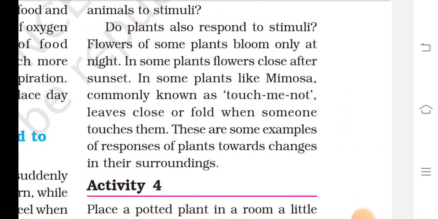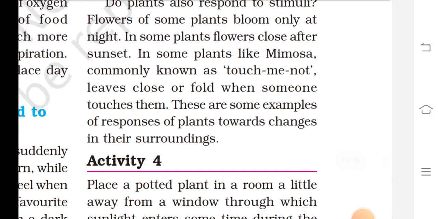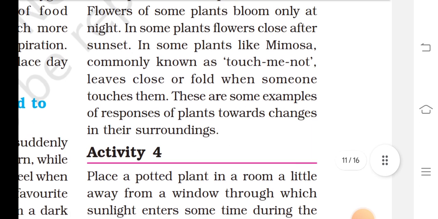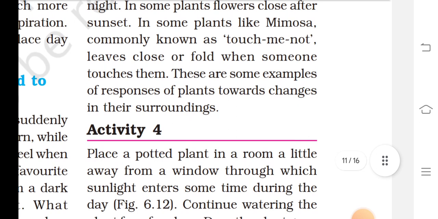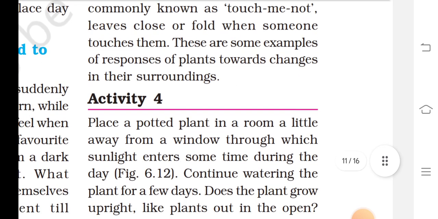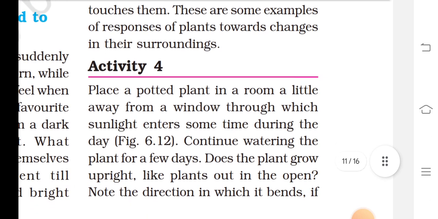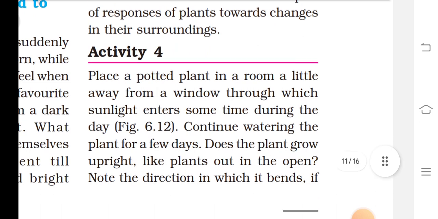Do plants also respond to stimuli? Flowers of some plants bloom only at night. In some plants the flowers close after sunset. In some plants like mimosa, commonly known as touch-me-not, leaves close or fold when someone touches them. These are some examples of responses of plants to such changes in their surroundings.